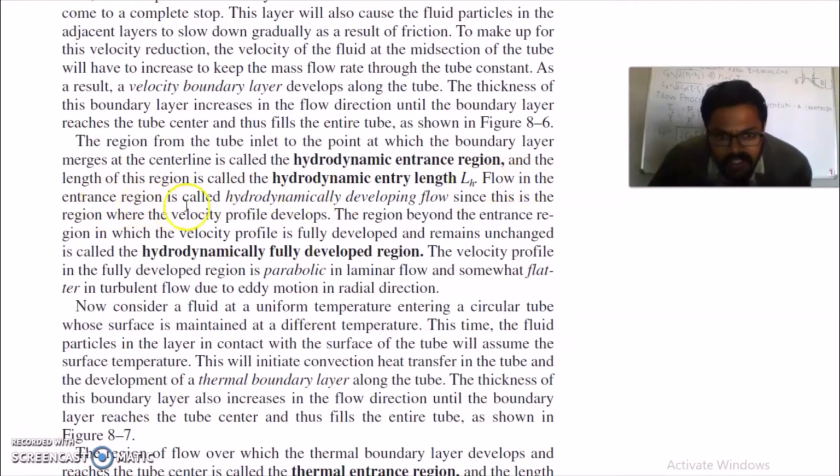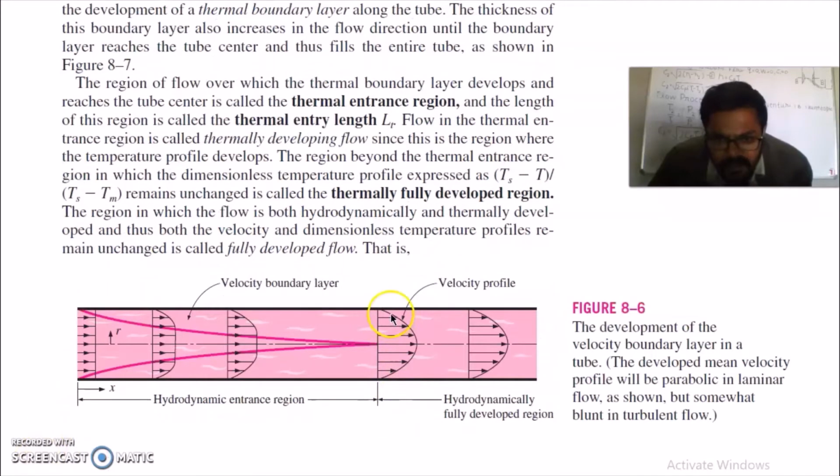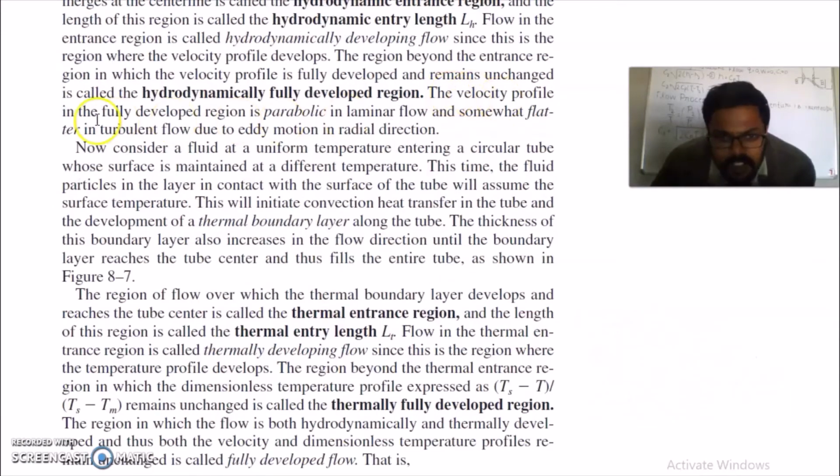Flow in the entrance region is called hydrodynamically developing flow, since this is the region where the velocity profile develops, and the region where your velocity profile has completely developed is called the hydrodynamically fully developed region. The velocity profile in the fully developed region is parabolic in laminar flow and somewhat flatter in turbulent flow.